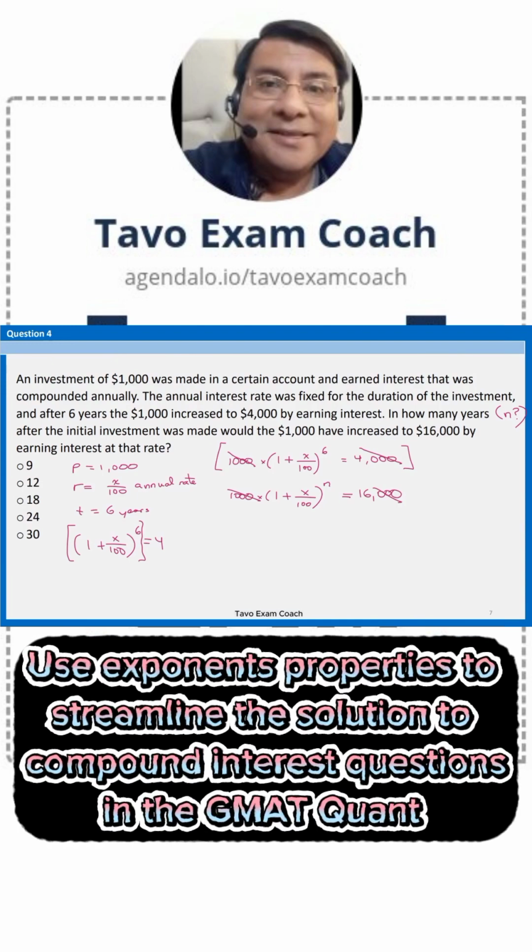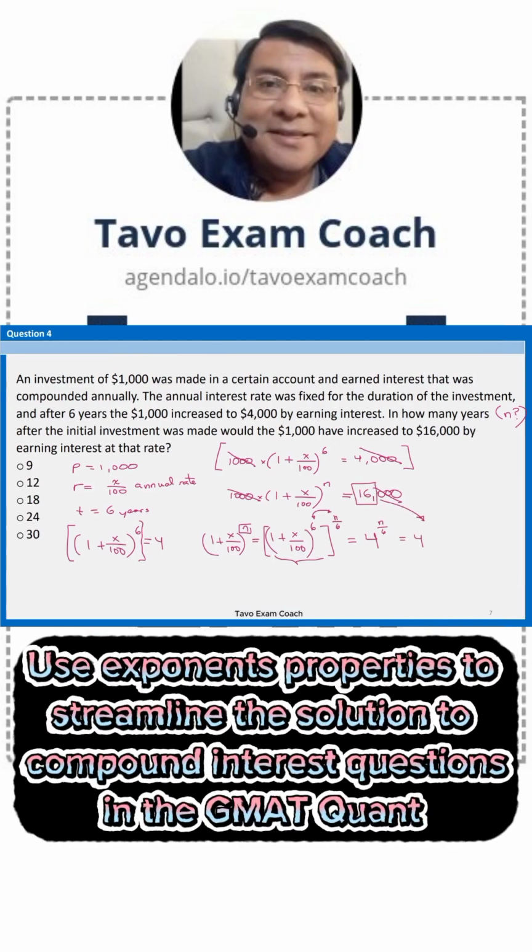We can use the properties of powers and exponents to express this power here, 1 plus x over 100 up to n, as a power of a power, in which the original base is this power, and we raise this power to a certain exponent, n over 6. But we know that the value of what is in the square brackets is 4. So this equals 4 up to n over 6. While on the right side of the equality we have 16, which we can represent as the square of 4.